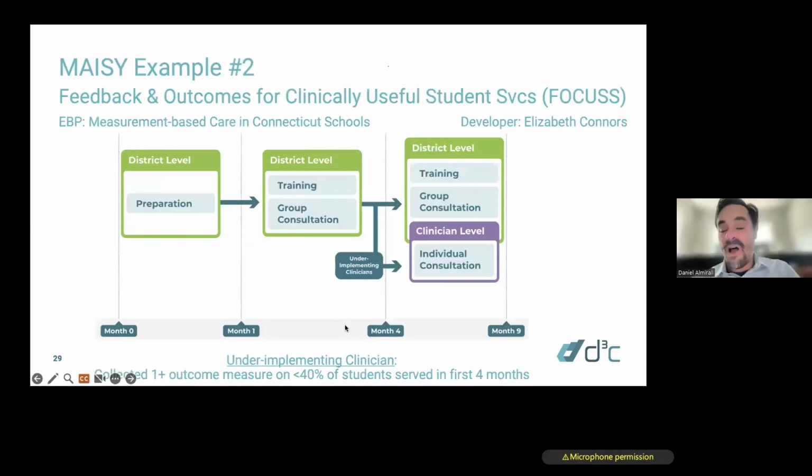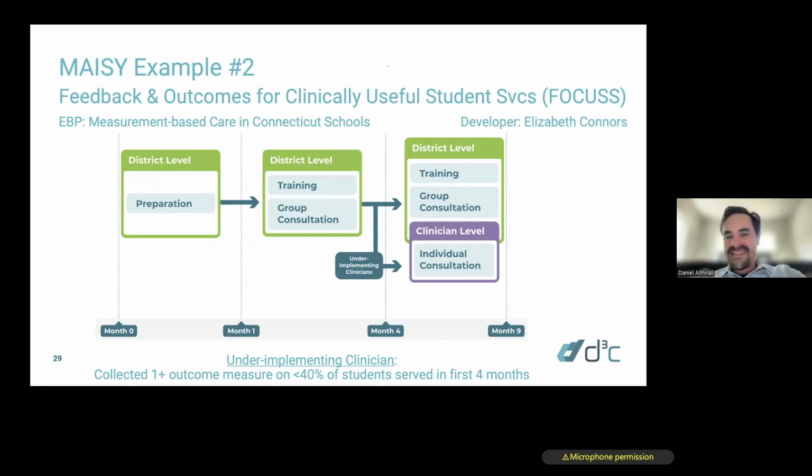Here's a second example. Also in schools, also mental health. I'll go much faster through this one. This is a colleague of mine called Elizabeth Connors. She's at Yale. She's a go-getter. She's great. She's doing amazing work on trying to get measurement-based care into the hands of clinicians working in schools in the state of Connecticut.